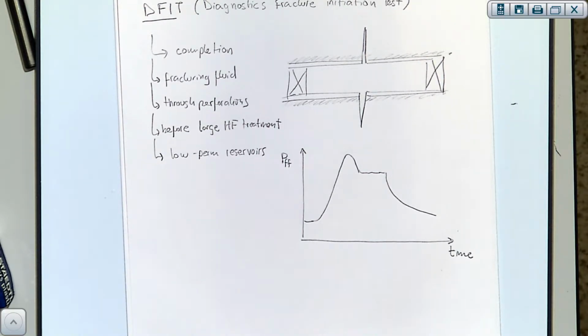In low permeability formations, the same concepts apply, but it's a little bit different.